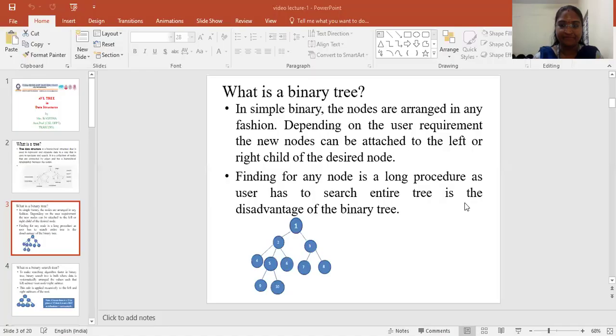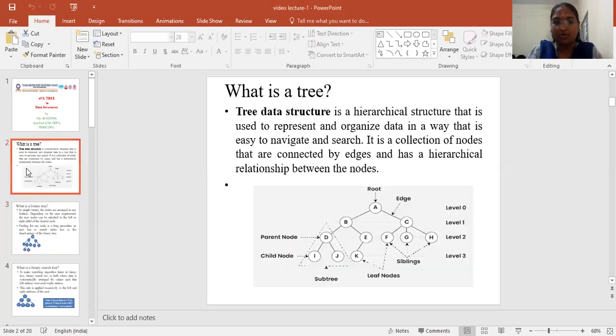Here we are here to discuss AVL trees. Before going to the AVL trees, what is a tree? First of all, we'll check it out. What is a tree? Why, first of all, are these trees used?